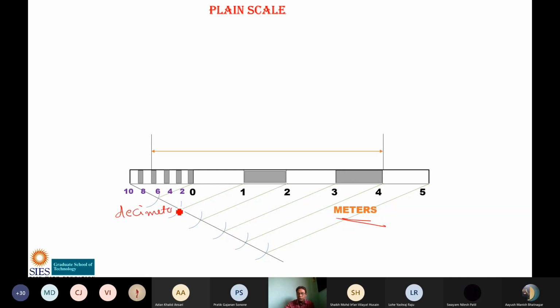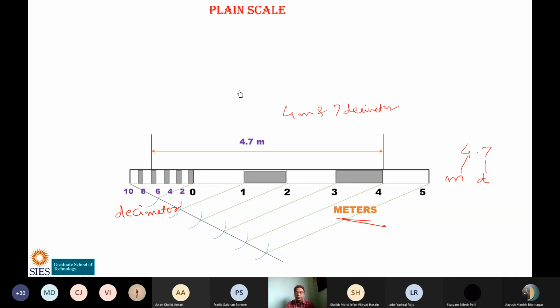And how much distance I have to show on this? 4.7. So 4.7 means what? 4 is meter and 7 is decimeter. So from where does 4 start? 4 should start from here, 0. So 1, 2, 3, 4. 4 meter and 7 decimeter. 7 is here. So this distance is now 4.7 meter. Or you can write it as 4 meter and 7 decimeter. It is done.